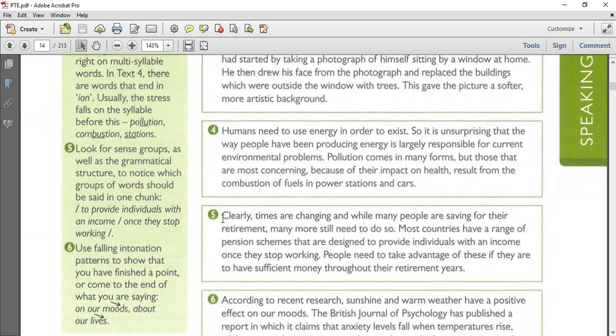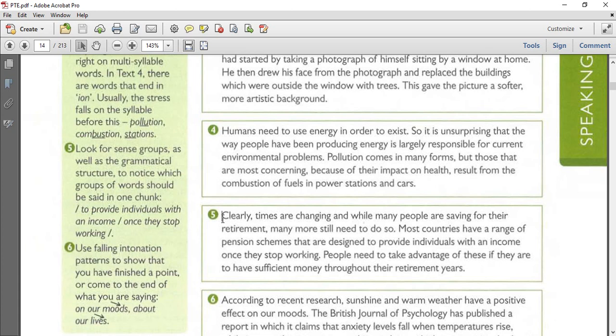Clearly, times are changing. While many people are saving for their retirement, many more still need to do so. Most countries have a range of pension schemes that are designed to provide individuals with an income once they stop working. People need to take advantage of this if they are to have sufficient money throughout their retirement years.